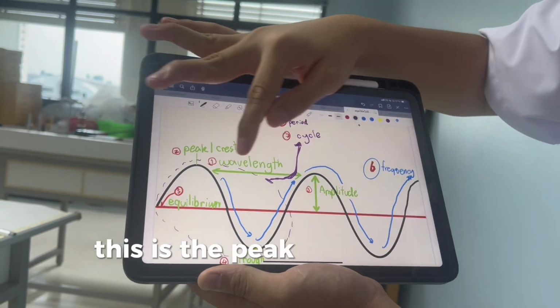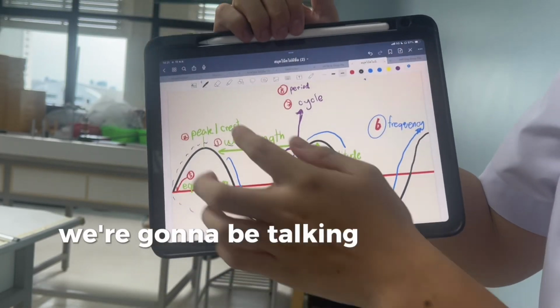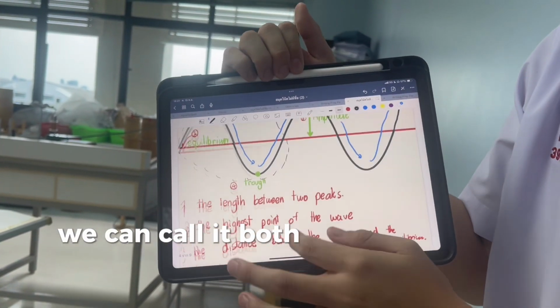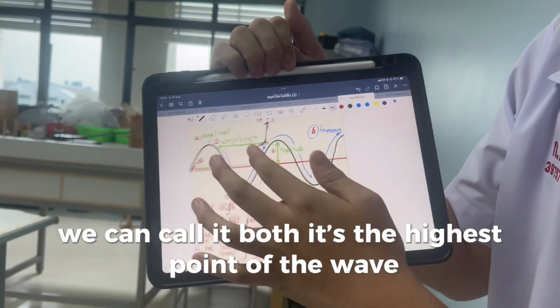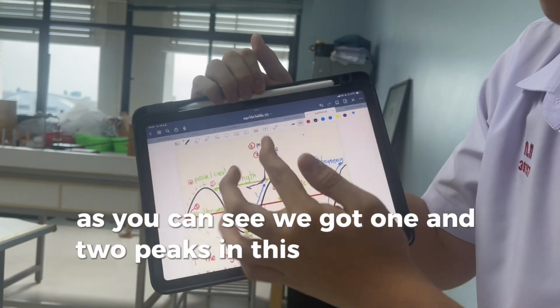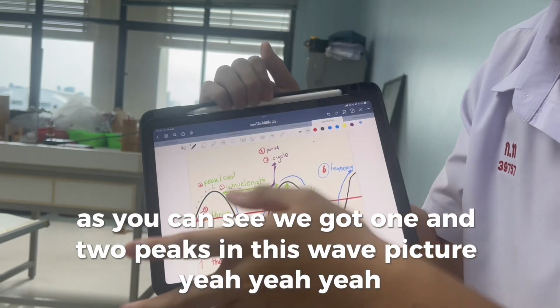This is the peak. Second, we're gonna be talking about the peak or the crest. We can call it both. It's the highest point of the wave. As you can see, we've got 1 and 2 peaks in this wave picture. Yeah, you get it, right?